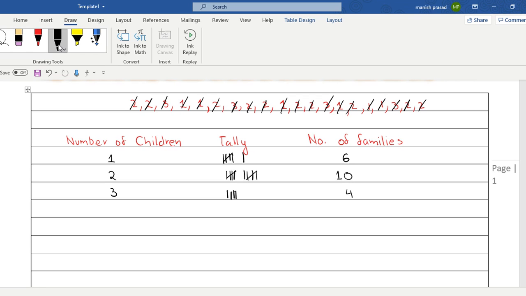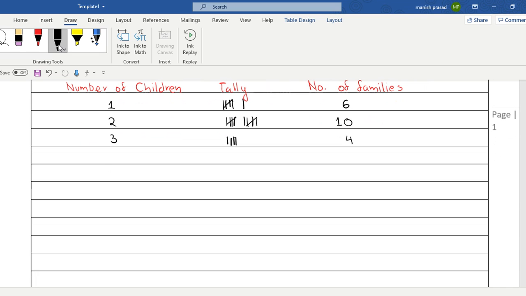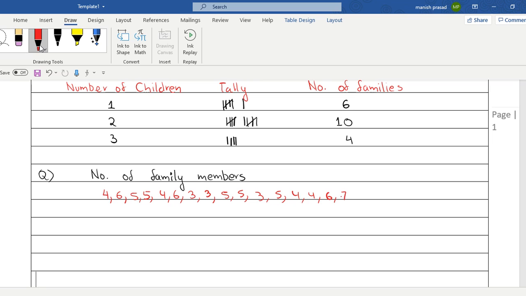Okay. So I want you all to draw a frequency table for the next question. It is about the number of family members in 20 families, okay? The data is 4, 6, 5, 4, 6, 3, 5, 4, 5, 3, 5, 4, 6, 7. Go ahead, make the tally marks and the frequency table.